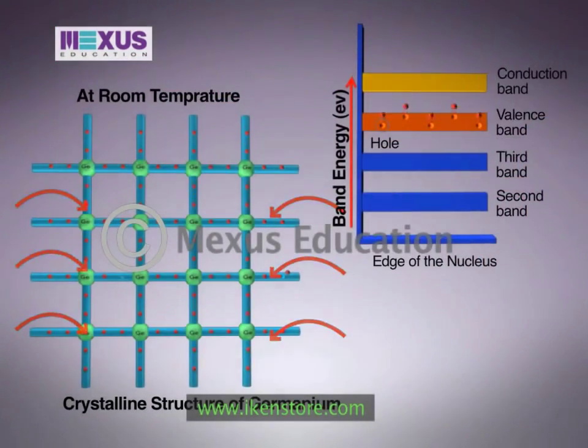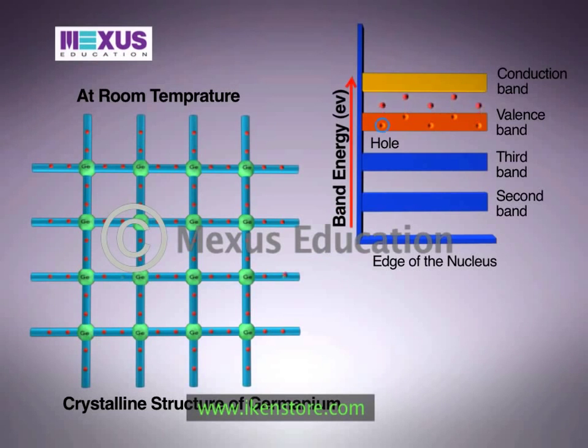Due to absorption of energy, the valence electrons jump from the valence band to the conduction band. Whenever a valence electron jumps from the valence band to the conduction band, a vacancy is created in the valence band, and such a vacancy is called a hole. Thus, an electron-hole pair is produced.